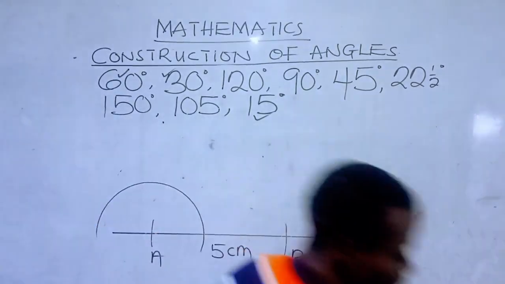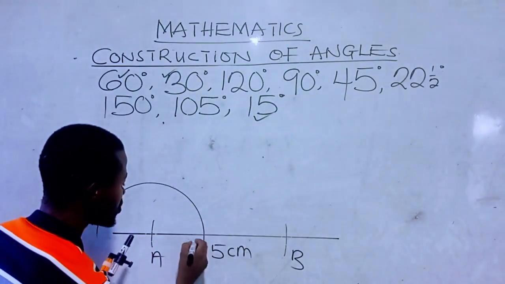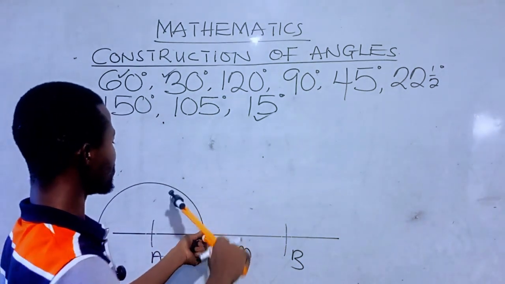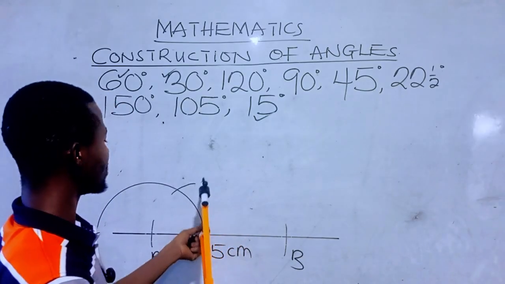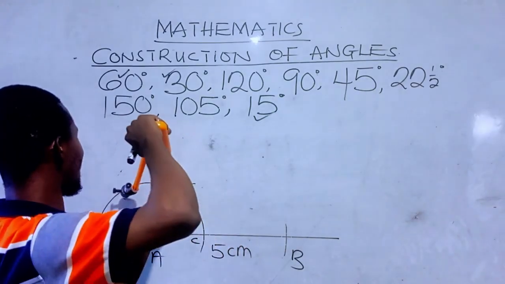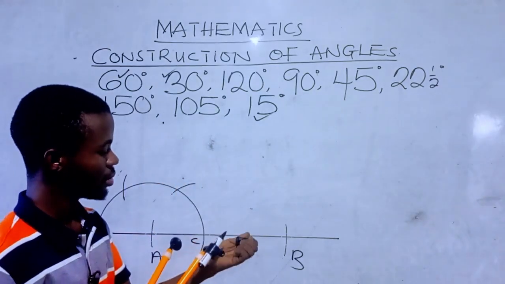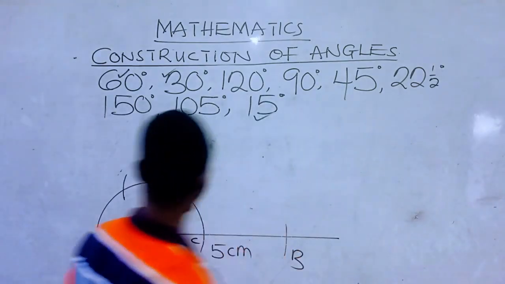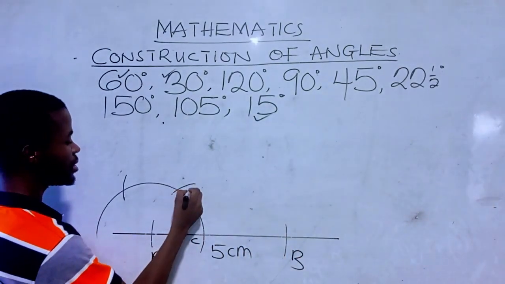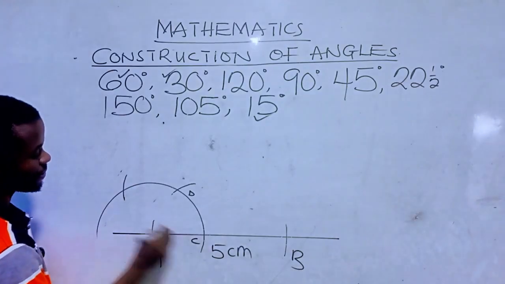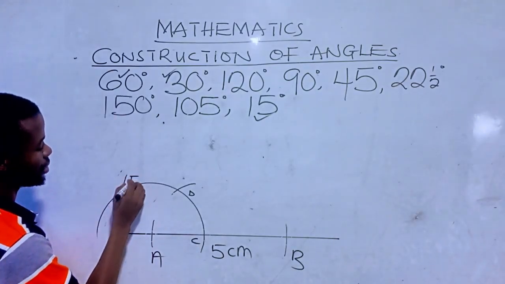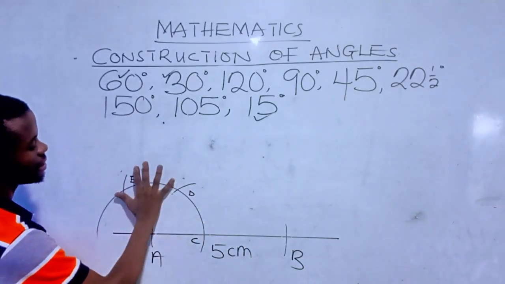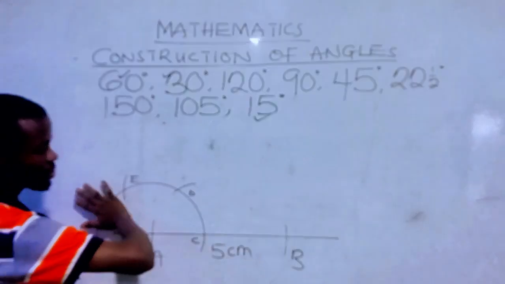Now stand at, let me name here to be C. So stand at C and you make an arc. And you stand on that arc and you make another arc like this. Let me call here D and let me call here E. Now this side is 60 degrees, this is also 60 degrees, and this side is also 60 degrees.